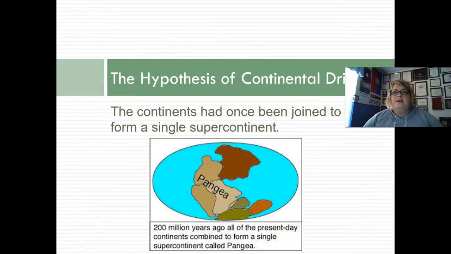So the hypothesis of Continental Drift is that the continents were once joined together to form a single supercontinent known as Pangaea. Roughly 200 million years ago, all of that combined into that supercontinent. And in that 200 million years, it has slowly spread apart.